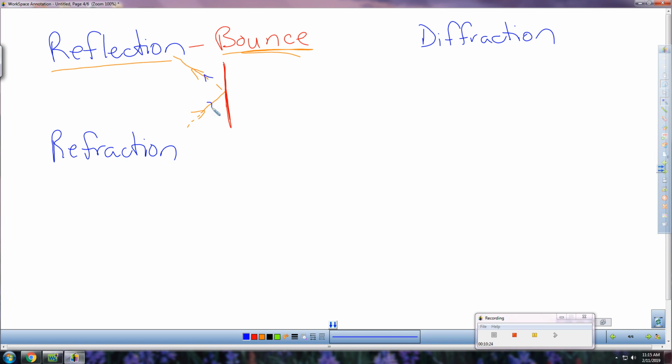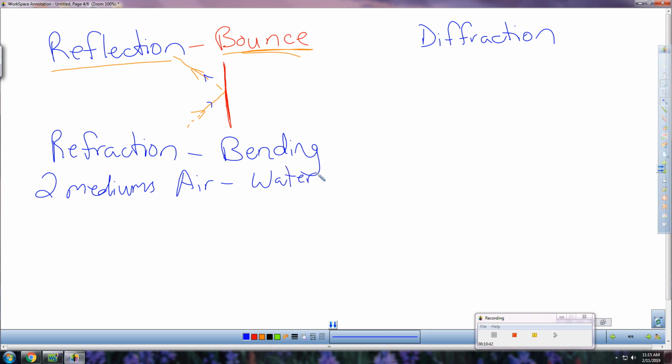So refraction is not bouncing, it's bending, all right? And that's because we're going through two different mediums. So we're going from air to water, or a solid to a liquid, something like that. We're transferring from one type of medium to another. The one that is most commonly used is if you are trying to look at, and I have a horrible drawing, a little fishy swimming around. We're going to draw Mr. Arnold here.